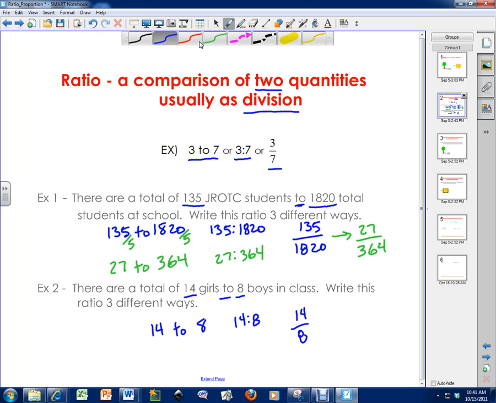So again, I can reduce these numbers down if I want to. These are both divisible by 2. And so this would be 7 to 4. This would be 7 colon 4. And this would be 7 over 4. So hopefully you get this idea here.